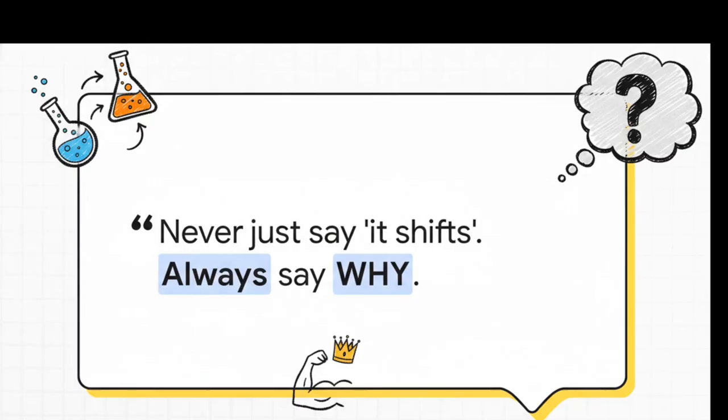And I'm going to leave you with this one piece of advice. This is the golden formula for acing this topic. It is never, ever enough to just say the equilibrium shifts right. You have to explain why. You have to say it shifts right in order to counteract the increased temperature by favoring the endothermic reaction. Explaining the why shows you actually understand the principle.